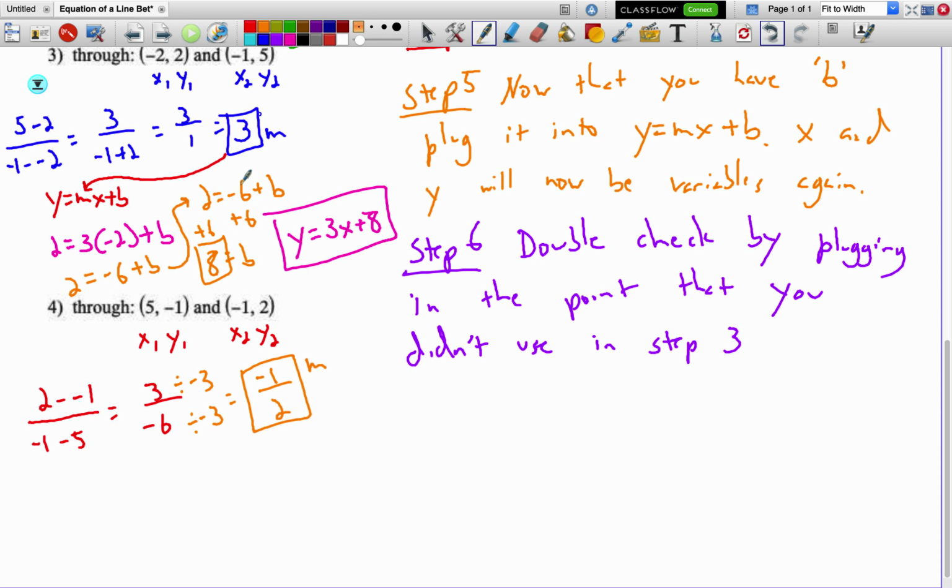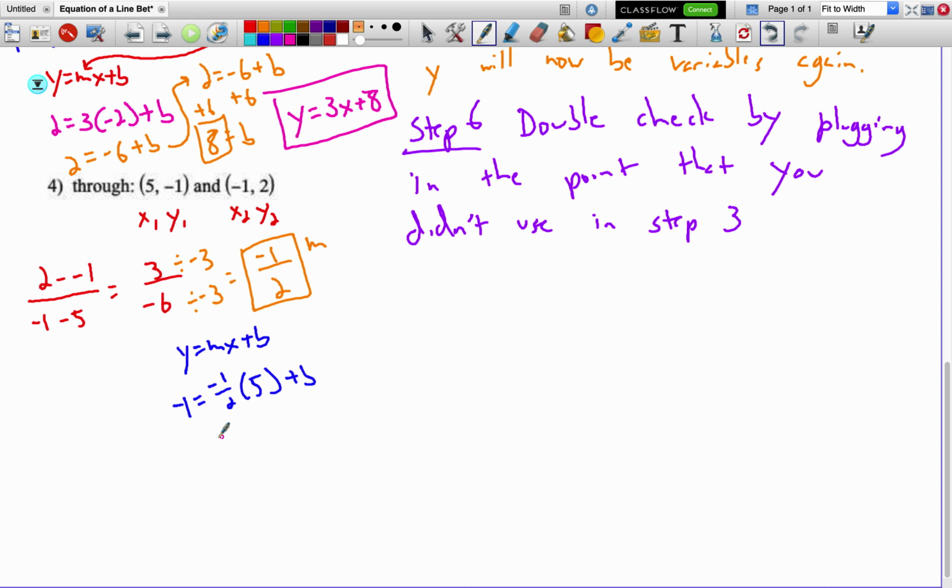Now let's solve for our b value. I'll borrow that first point. So y equals mx plus b becomes negative 1 equals negative 1/2 times 5 plus b. Now let's solve. Negative 1 equals, when I multiply a number to a fraction, I multiply to the top of that fraction, so negative 5 over 2 plus b.